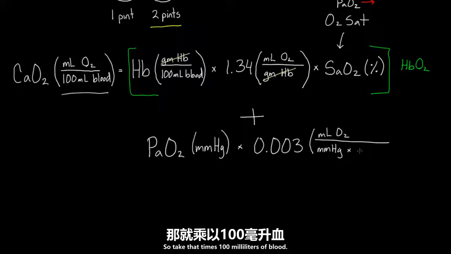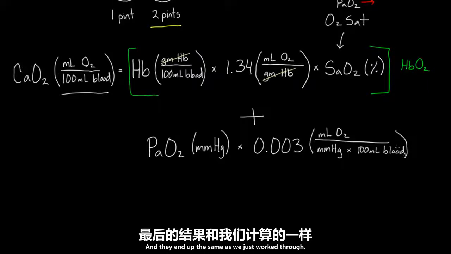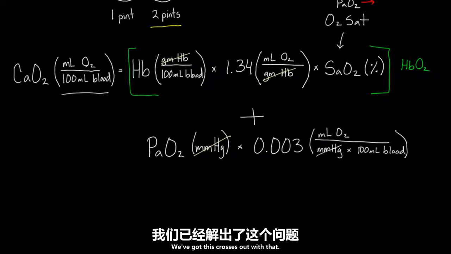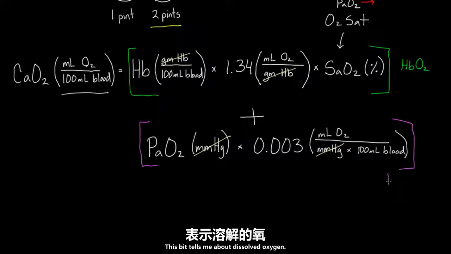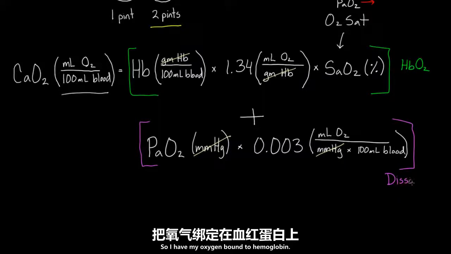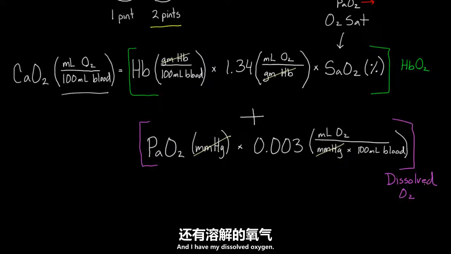So take that times 100 milliliters of blood. These are the units on the bottom, and they end up kind of the same as we just worked through. We've got this crosses out with that, and my units are going to end up perfect, right? And this bottom bit that I'm going to put in purple brackets, this bit tells me about dissolved oxygen. So I have my oxygen bound to hemoglobin, and I have my dissolved oxygen. These are the two parts of my formula.